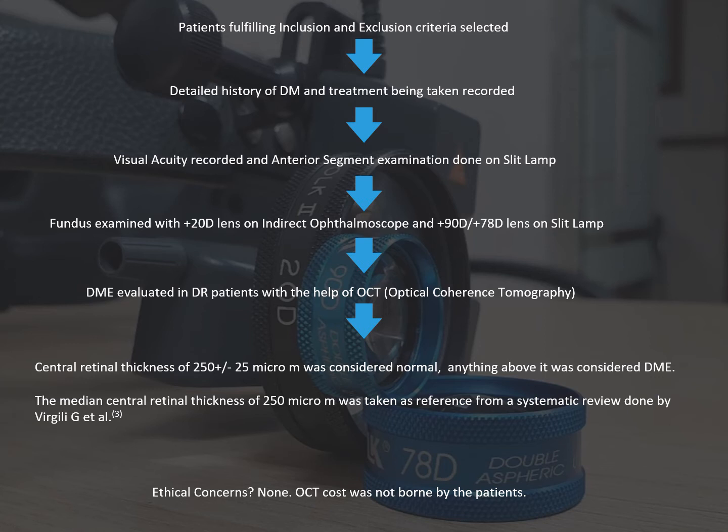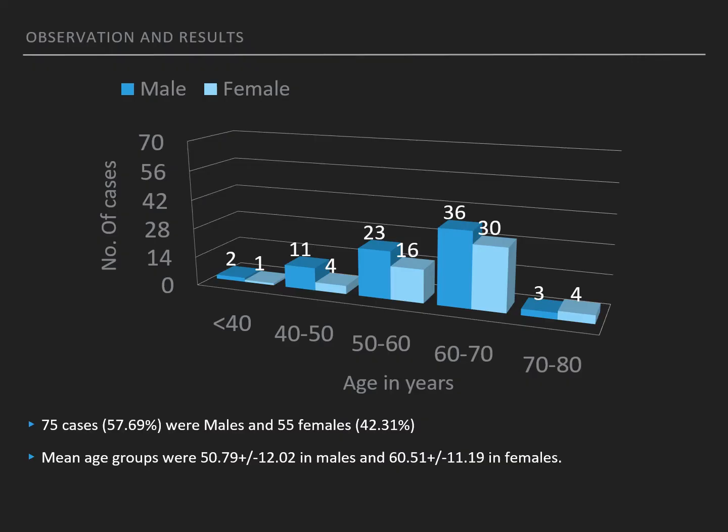A central retinal thickness of 250 plus minus 25 micrometers was considered as normal. Anything above it was considered DME. The median central retinal thickness of 250 micrometers was taken as a reference from a systematic review done by Virgili G and others. Ethical concerns were taken care of as OCT cost was not borne by the patients.